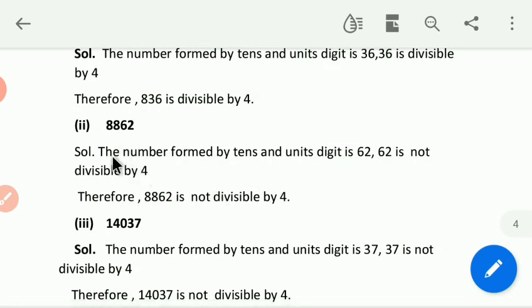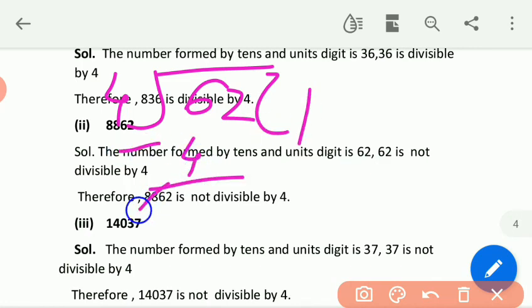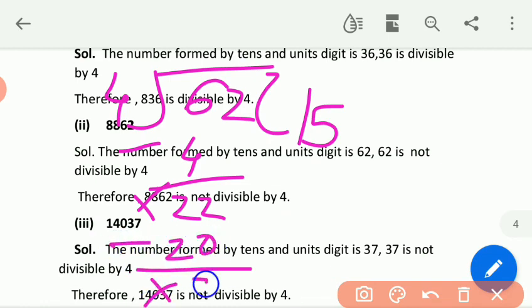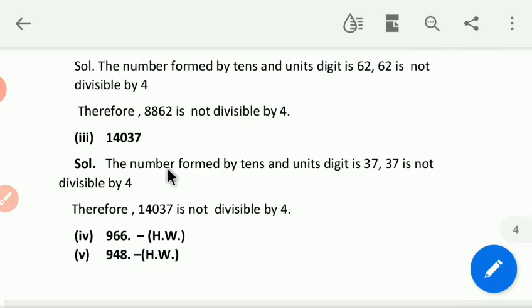Second one, 8862. Again, what we have to see? The number formed by the last two digits, or the number formed by tens and unit digit, which is 62 here. Now check whether 62 is divisible by 4 or not. So 62, 4 ones are 4, here 2 is left, 22, 4 5s are 20. But you can see that here the remainder is 2. It means 62 is not exactly divisible by 4. So we can say that 62 is not divisible by 4. Therefore 8862 is also not divisible by 4.